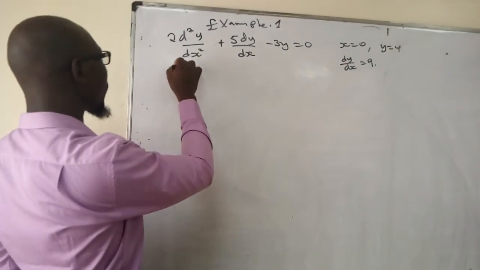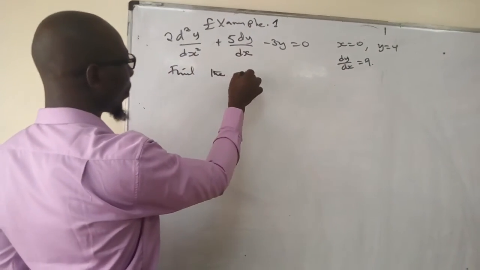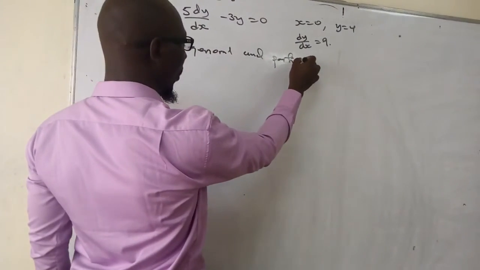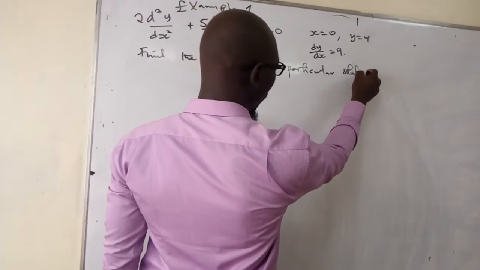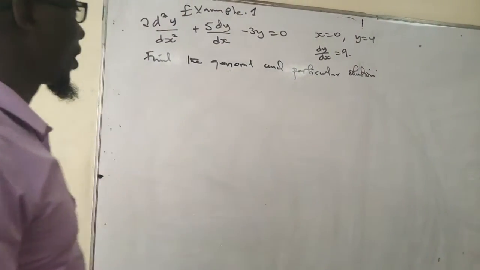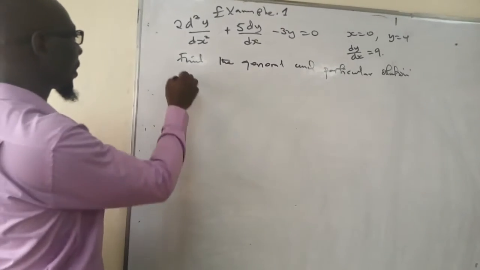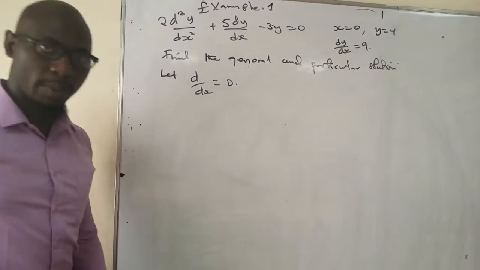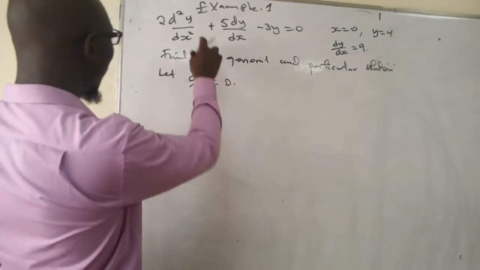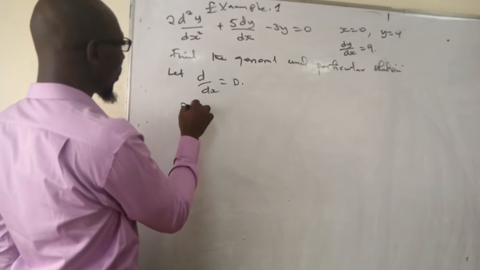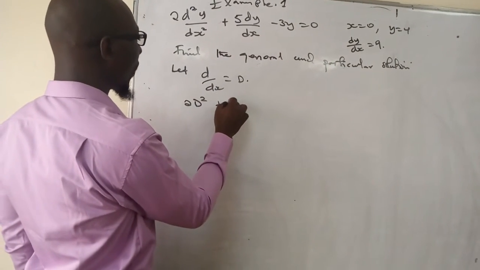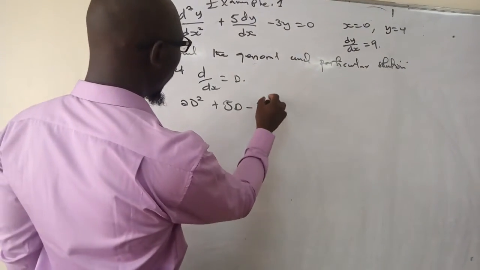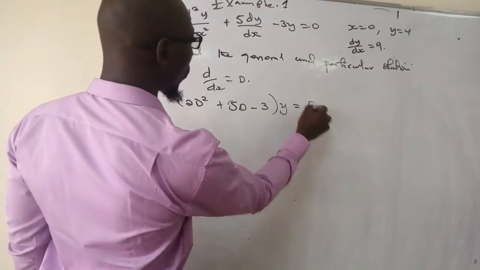So we are told to find the general and the particular solution. So the first step, you let d over dx be equal to D for you to be able to form the D operator equation. So we shall have 2D squared plus 5D minus 3, everything into y, is equal to 0.